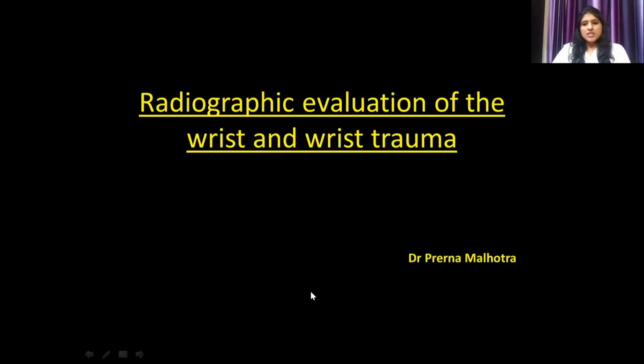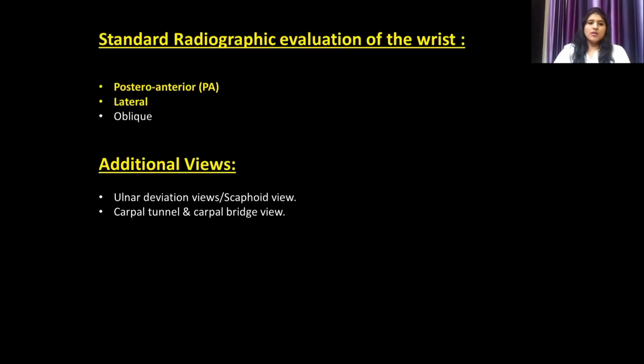The discussion for this presentation is radiographic evaluation of the wrist and wrist trauma. While assessing the wrist, the standard radiographic views which are obtained are the posterior-anterior view and the lateral view. Usually these two views are sufficient. However, sometimes an oblique view can be taken for better assessment.